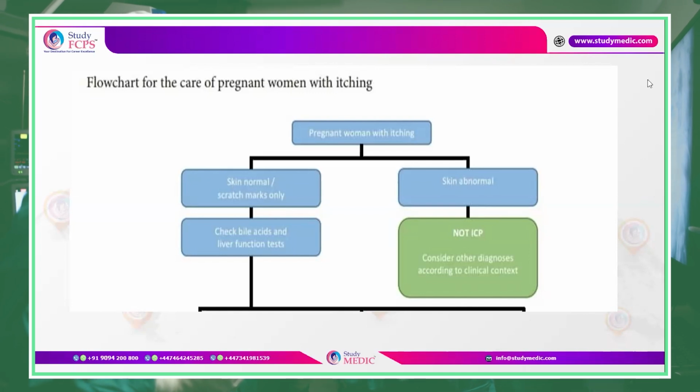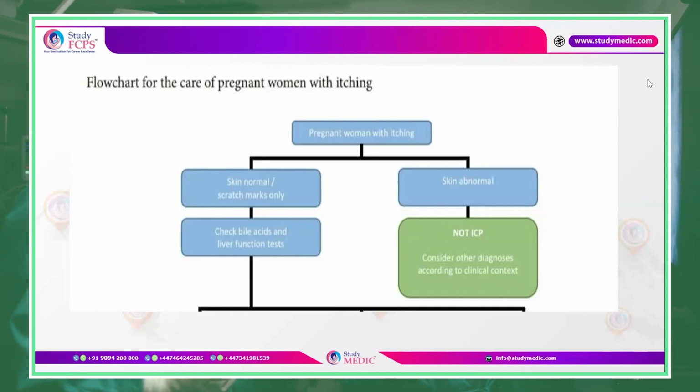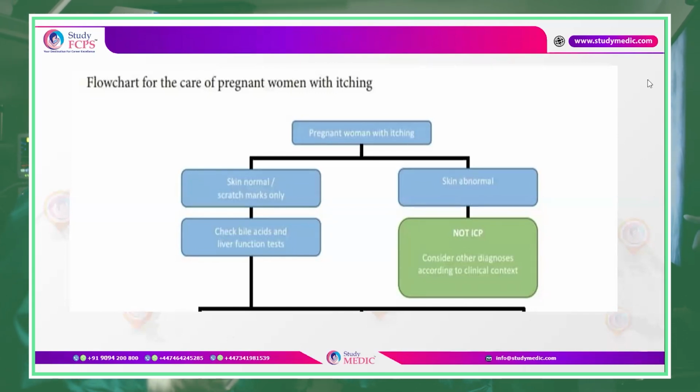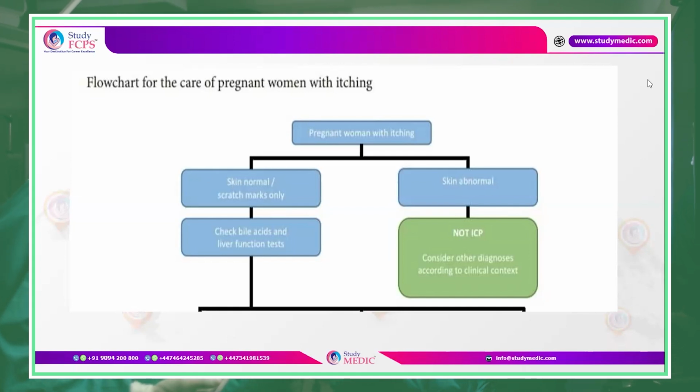If the skin appears abnormal, then it is not intrahepatic cholecystitis of pregnancy, and you have to consider other diagnoses in the clinical context. It could be any skin disease, or it could be because of any other liver disorder. But if the skin appears normal or there are only scratch marks, because some patients tend to have long nails or dry skin and so have scratch marks because of the severe itching, we have to go for the blood tests that include bile acids and liver function tests.